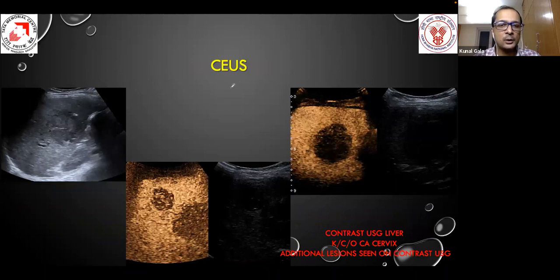So another role of CEUS. Whenever we are targeting certain lesions, and on ultrasound we are not certain whether the lesion is solid or necrotic, and the corresponding CT images are not contributory, what we can do is a CEUS, where other lesions also pop up, and we can take a biopsy from the solid enhancing area. So this is the advantage of CEUS.